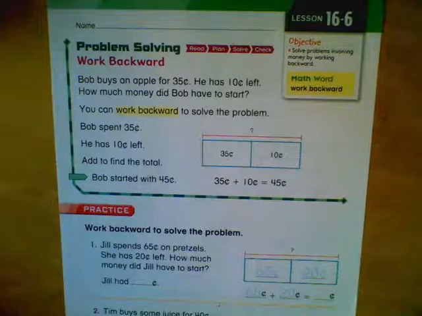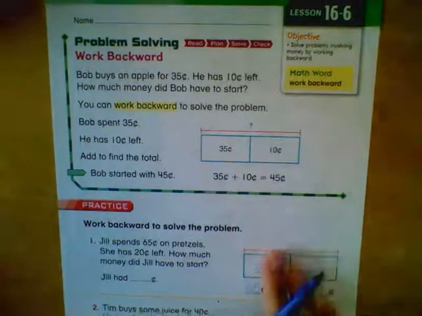Hello friends at home. In this video we will be going through today's math lesson, which is lesson 16-6. It can be found in your math books on page 615. That's 6 hundreds, 1 ten and 5 ones, 615. And at the top of this problem solving page, the title says work backward. So let's see what they mean by working backward.